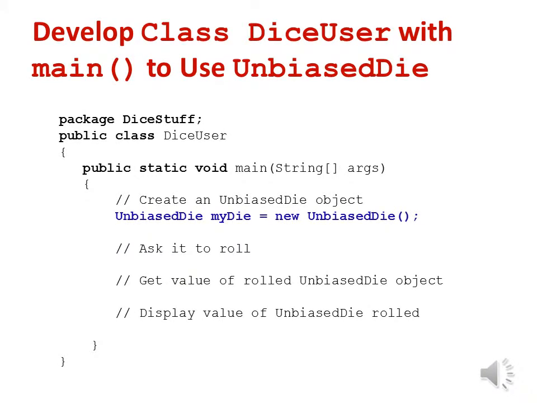Creating an UnbiasedDie object can be done using the statement UnbiasedDie myDie = new UnbiasedDie(). This executes the default constructor of the class UnbiasedDie. Recall that this sets the value to 0, indicating the die has not been rolled yet.